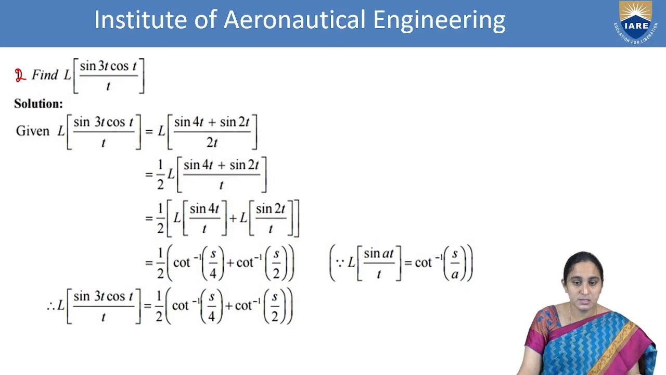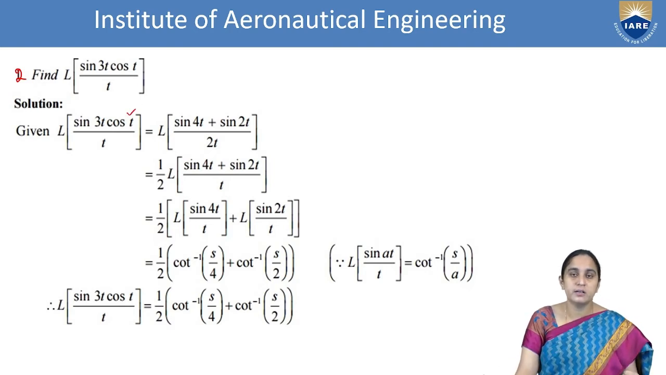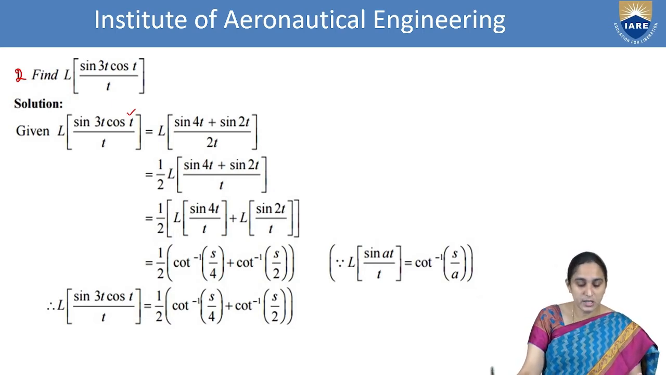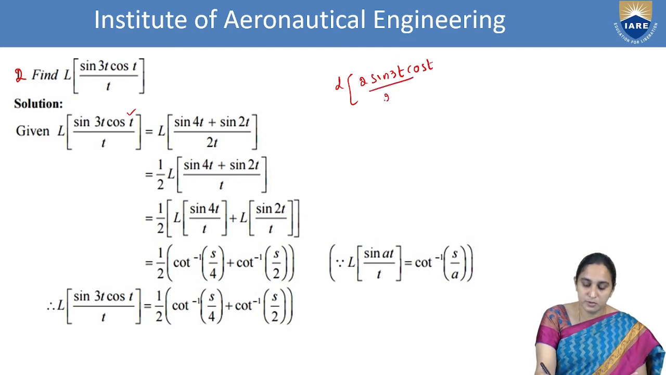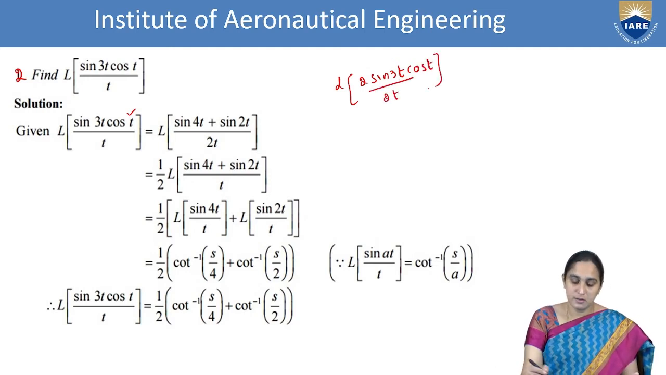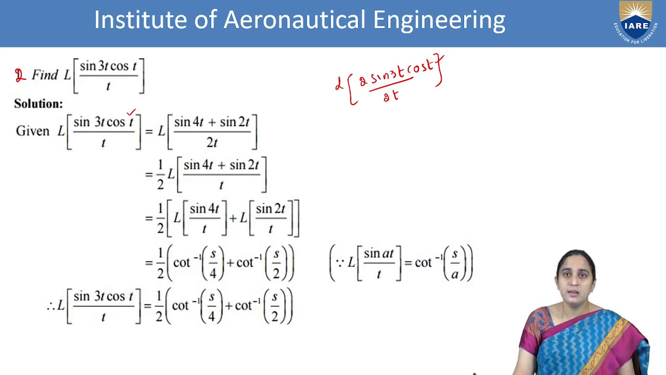Then the procedure for this, Laplace of, here once you observe, sine 3t into cos t. Here there is no direct formula in the Laplace. First I'll convert that into the trigonometric form. For that I'm multiplying and dividing with the 2. That is Laplace of 2 into sine 3t cos t by 2 into t. Once you see, after multiplying and dividing with 2, this is the form of 2 sine a cos b.